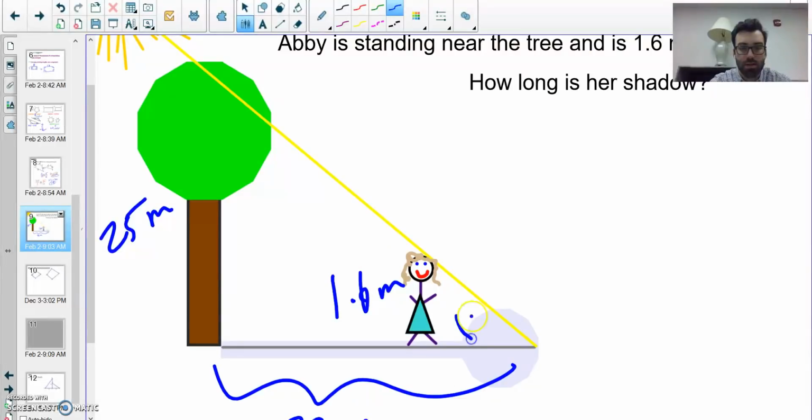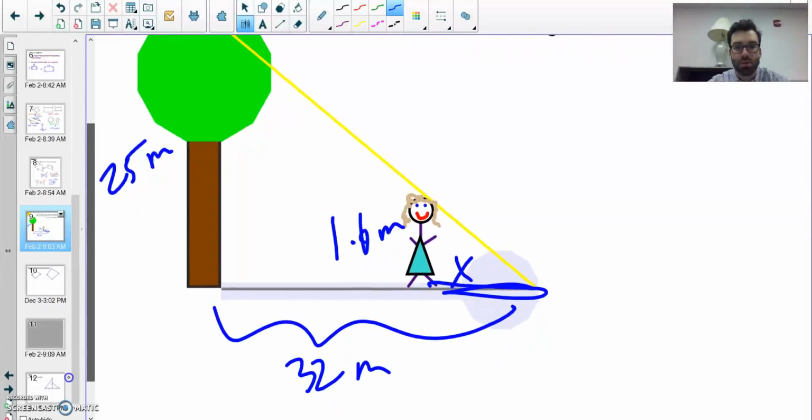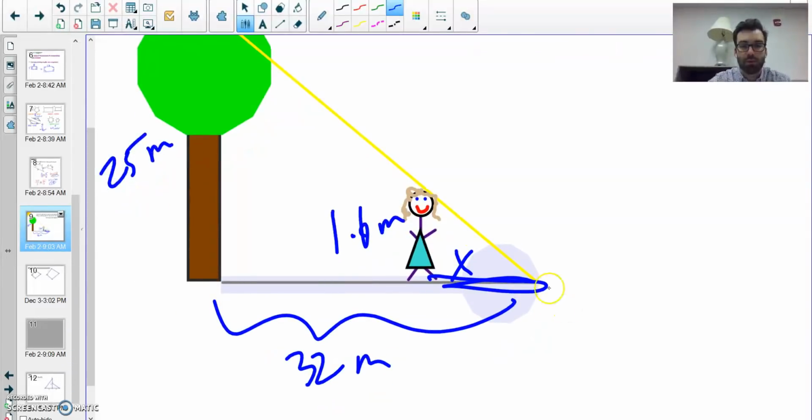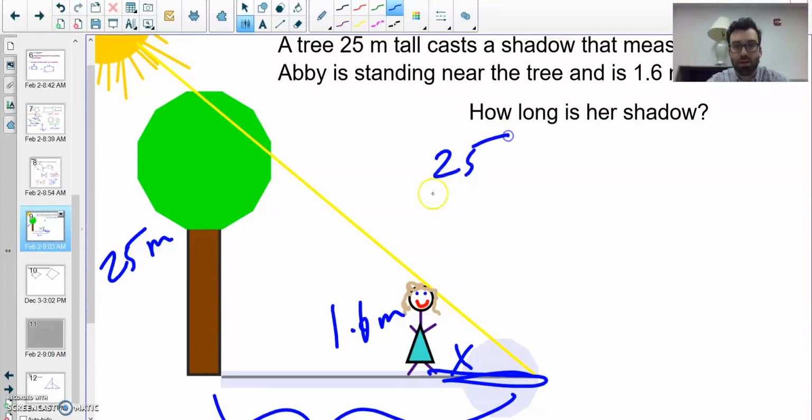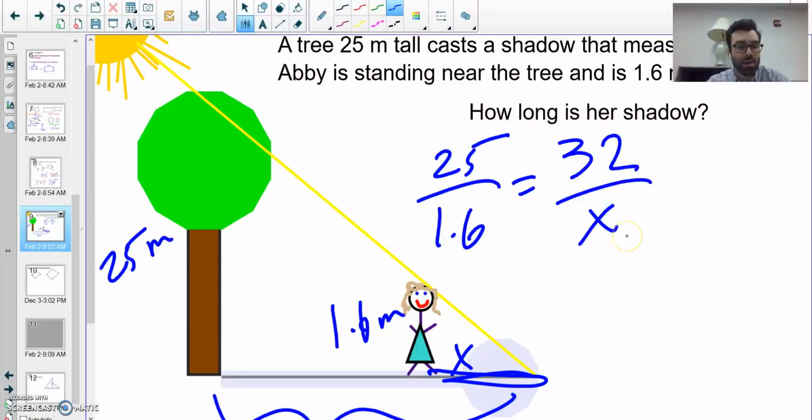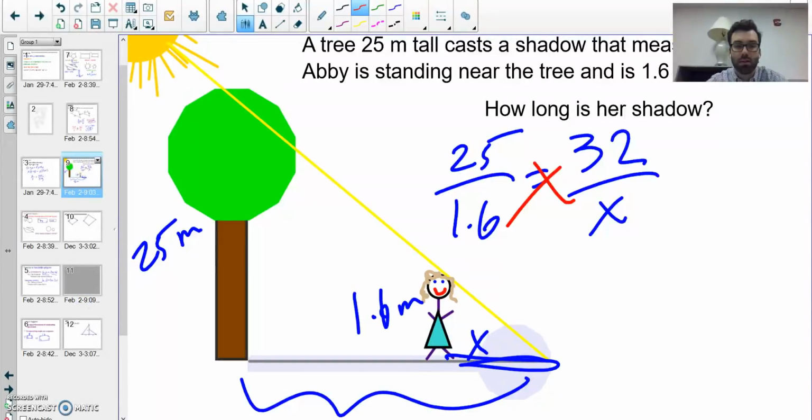So Abby's shadow will go right here. I'm going to call that x. This is Abby's shadow. So I'm going to set a proportion here. I have two triangles, a big one and a smaller one with our homegirl Abby. The height of the tree is 25 meters. The height of Abby is 1.6. The length of the shadow of the tree is 32 meters. The length of Abby's shadow is to be determined. And then from there, you could just cross multiply. You can try that. I'm not going to do that for you. That's going to be all you.